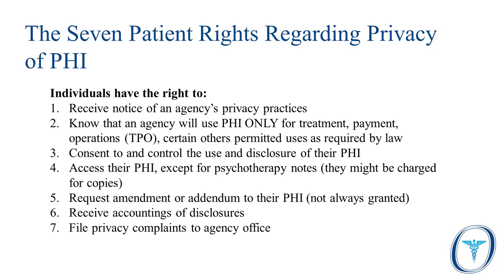Number 4, access their PHI except for psychotherapy notes. Number 5, request amendments or addendums to their PHI. Number 6, receive accounting disclosures. Number 7, file privacy complaints to agency offices.